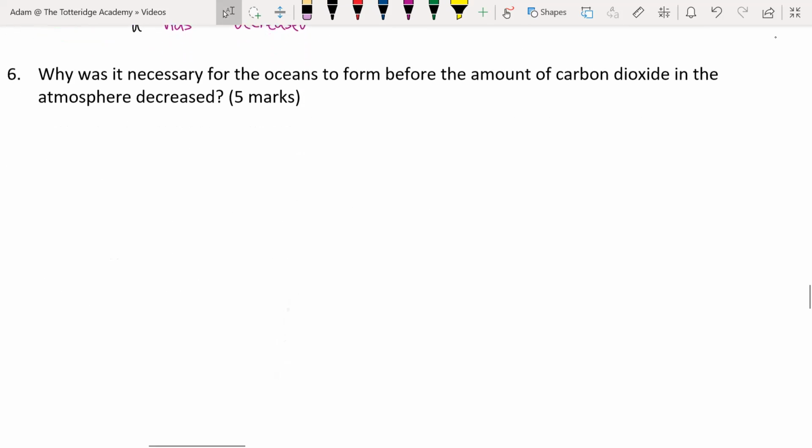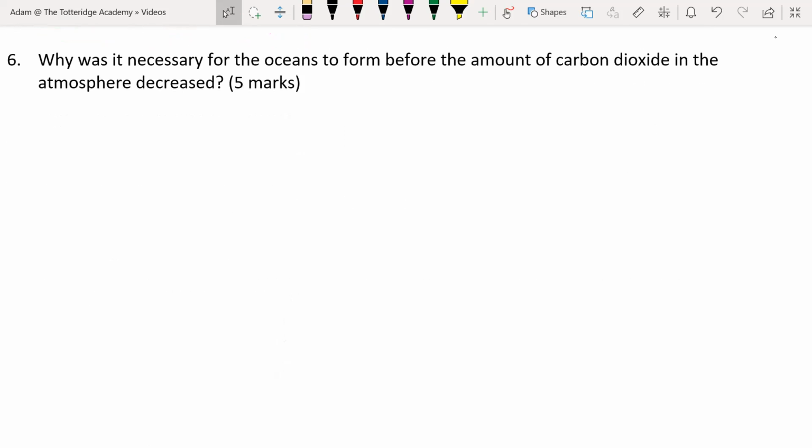This is a cracking question. Why was it necessary for the oceans to form before the amount of carbon dioxide in the atmosphere decreased? Now, I've put this as a 5-mark question. It could probably be longer. I'm hoping you all had a go at it. What tends to happen in GCSE science is that students see it's 5 or 6 marks and they just don't bother doing it. But it really is easy. It's just about taking the stuff that you've learned and tying it together.